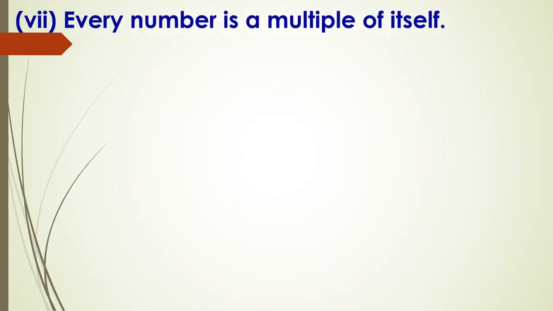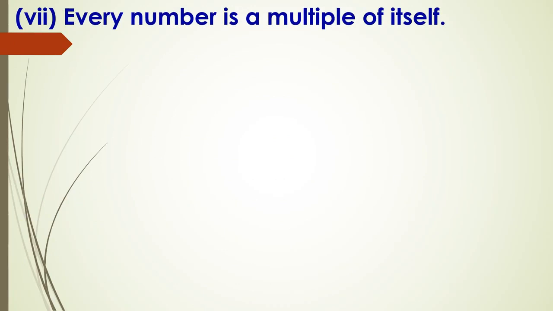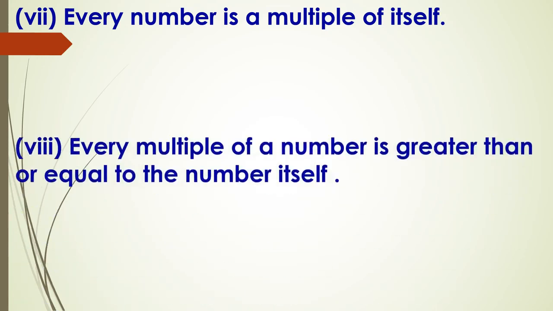Every number is a multiple of itself. That I told you before also, that if you are writing the multiples of 3, so you will start from 3 only. Don't start from 6. So every number is a multiple of itself. See the 8th point.